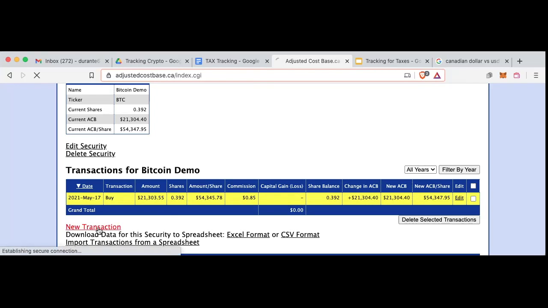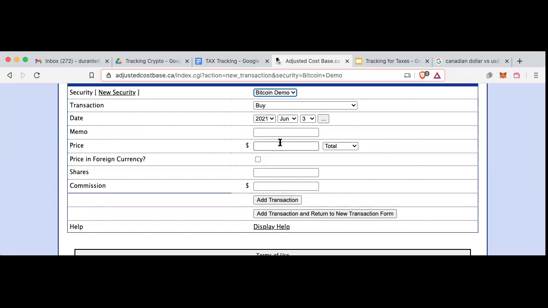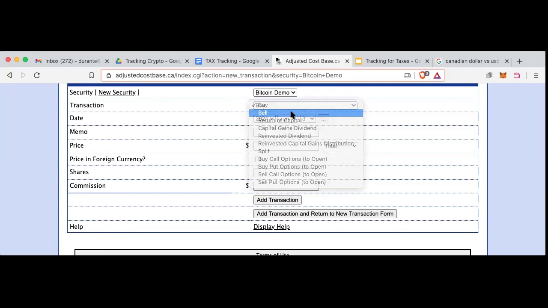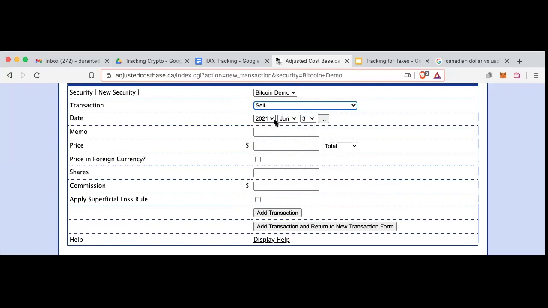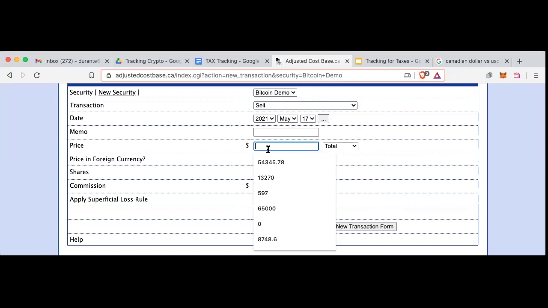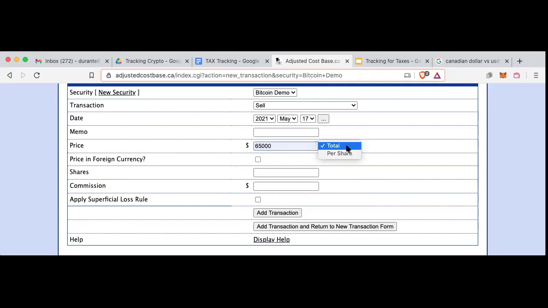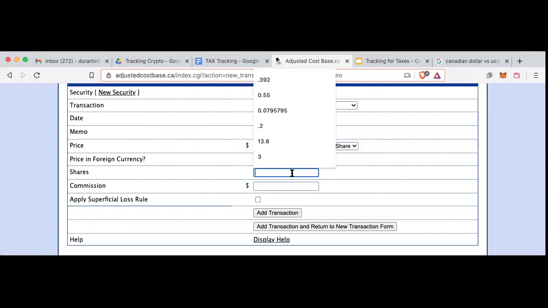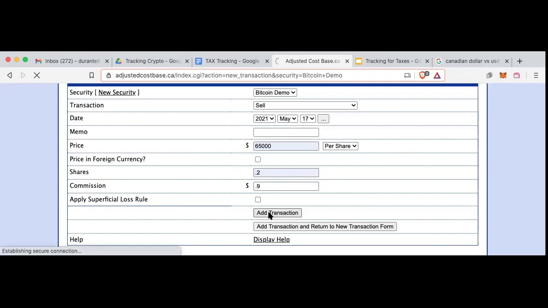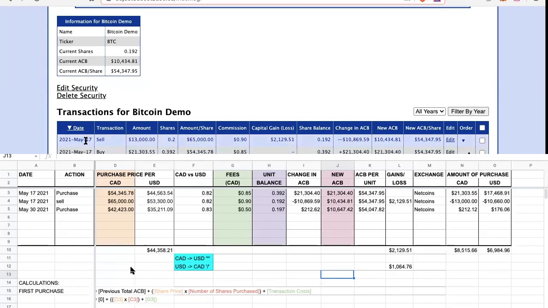New transaction. I had my sale on the same day. It's now a sell. The date was May 17th, 2021. The price was 65,000. Again, that's not total. That's the price per Bitcoin per share. The number that we sold was 0.2, and the commission I typed in was 90 cents, and I add the transaction.